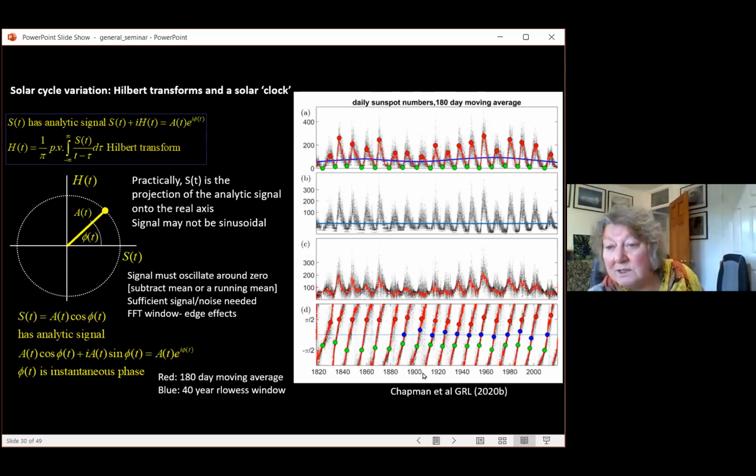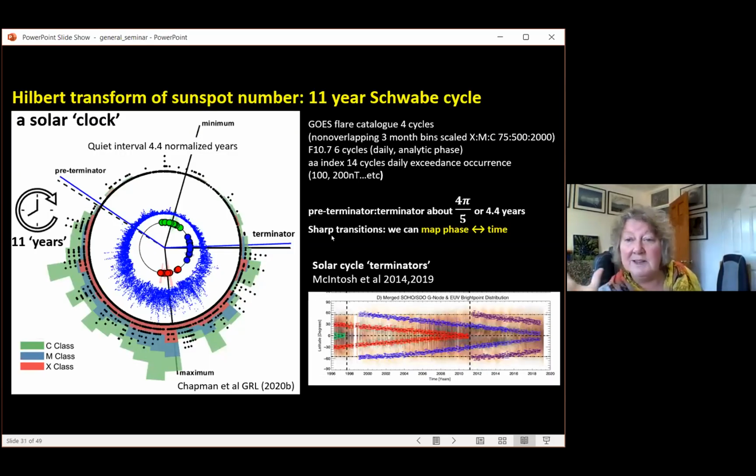So we can do this with the sunspot number, and that's what's shown on the bottom here. And the coloured things are the maxima and the solar minima and the terminator. I'll explain what terminators are in a sec. Okay, so to do this, you have to make the thing go round 0, so you have to take off a running mean, and that's the blue guy shown here.